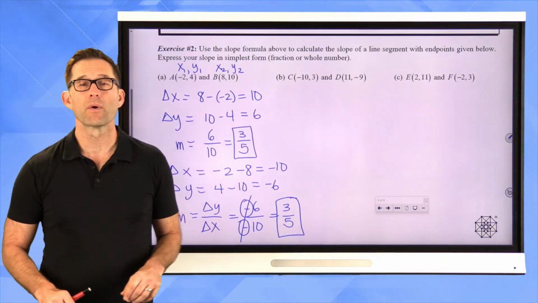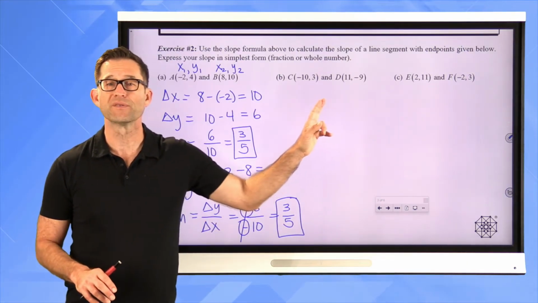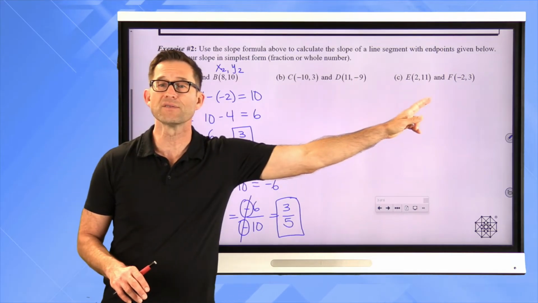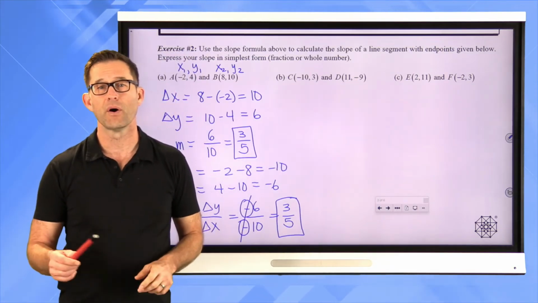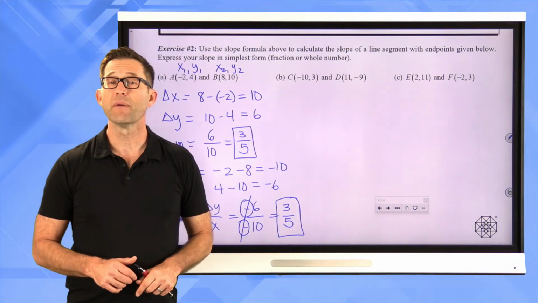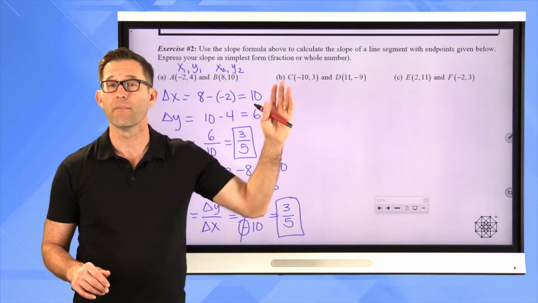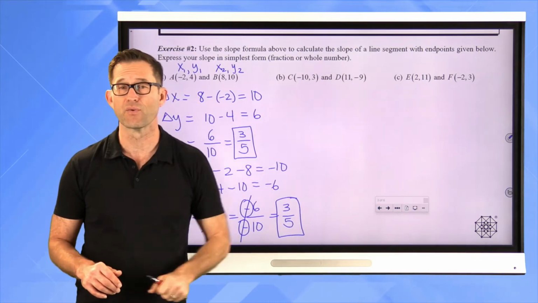All right. What I'd like you to do is pause the video now and see if you can come up with the slope of segment CD and the slope of segment EF. Pause the video now. And I guess I maybe shouldn't say segment CD and segment EF. I'm just looking for the slope of a line that passes through these 2 points and passes through these.